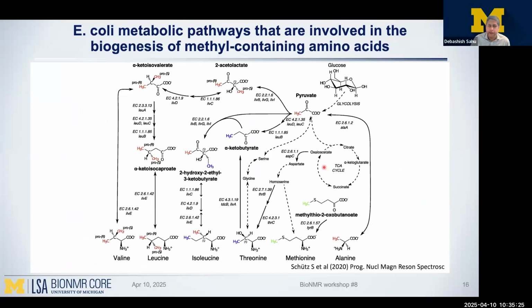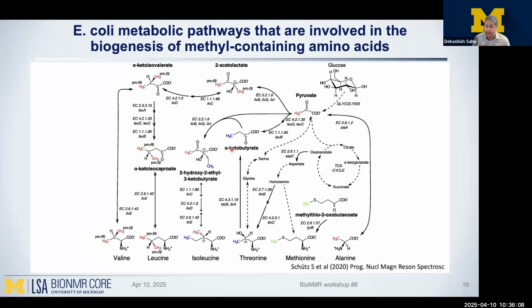Okay, so the next question is, how do I label these methyls? So what we do is, again, this is the E. coli metabolic pathway for the biogenesis of different amino acids. So here we're only focusing on amino acids that have the methyl group, and this is the biochemical pathway. So that means that you can manipulate the starting ingredient for making these amino acids. So you can manipulate the pyruvate. This was initially done, but that caused a lot of scrambling. But now what we can do is we can give different metabolites at the beginning of these reactions.